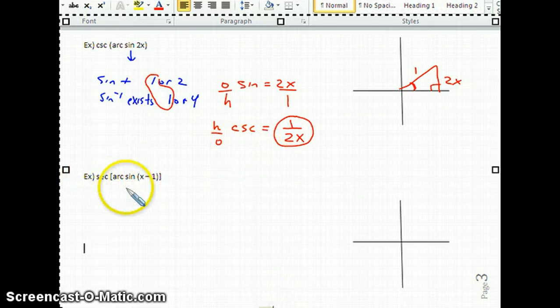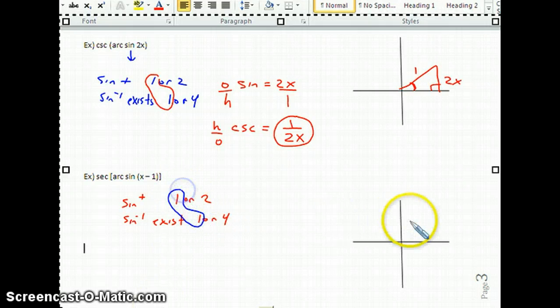And finally, if we look at this last problem here, the secant of the arc sine of x minus 1. So let's think about this. Where is the sine positive? And lastly, where is the sine inverse? Where does that exist? So the sine is positive in 1 or 2, and the sine inverse exists in 1 or 4. So we know this has to be a first quadrant triangle again.